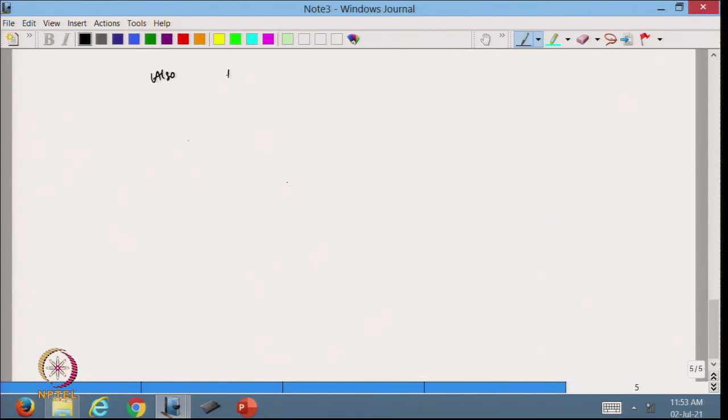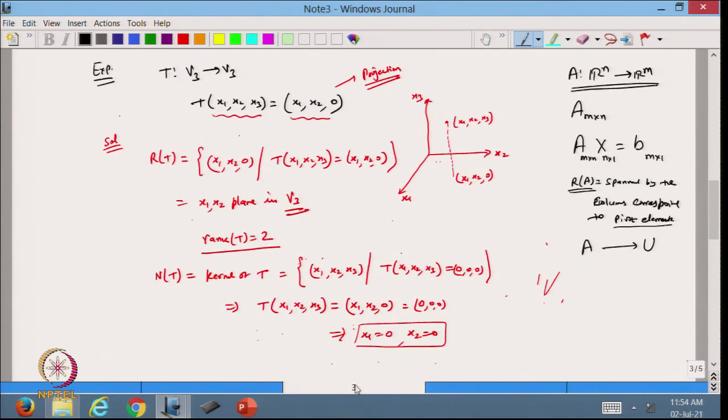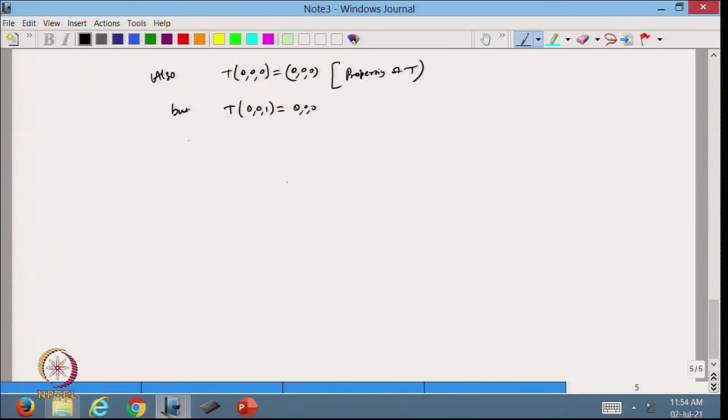Also, I know that T of (0, 0, 0) goes to (0, 0, 0), that we already know. It is a property of the linear transformation. But I can also define T of (0, 0, 1), because it is coming under the null space. So, that is also (0, 0, 0).